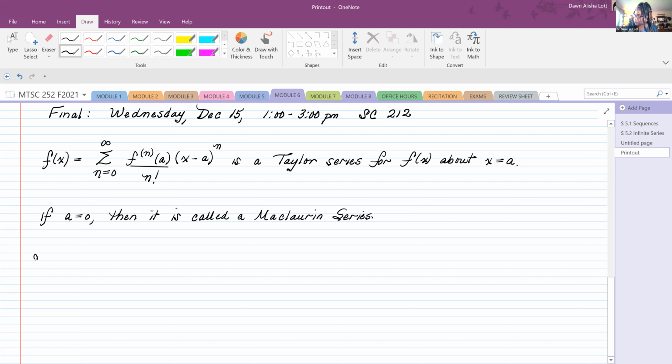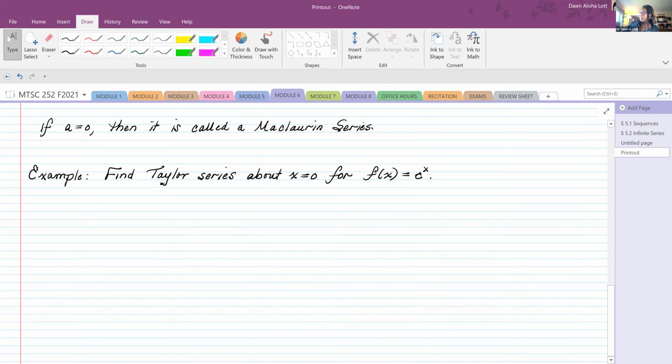So this is the process. I will do the easiest one first. Find the Taylor series about x equal to 0. So this is really a Maclaurin series for f of x equaling e to the x. So this is the easiest one ever to find. Okay.